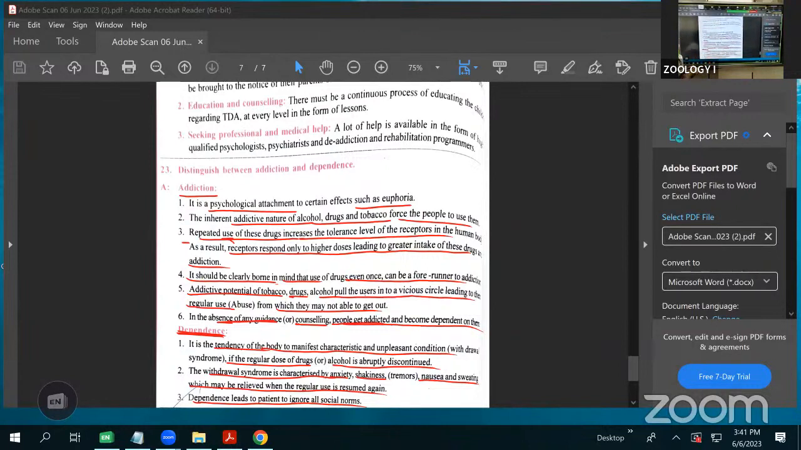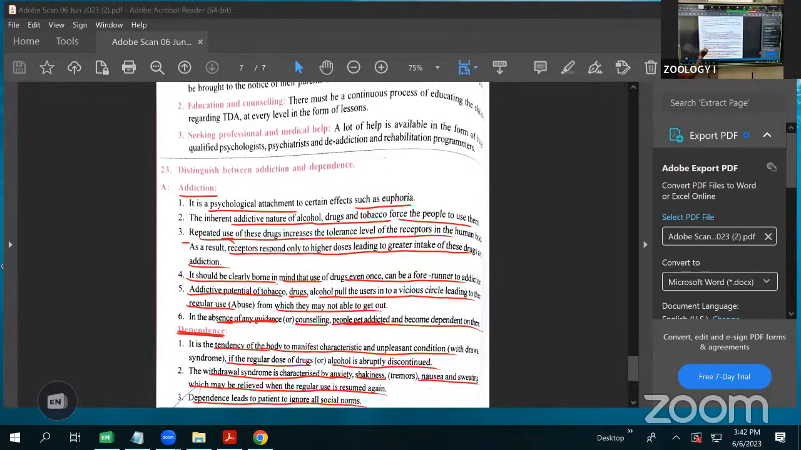Addiction means they are regularly taking, and the tolerance of the receptors also increases. That's why they are taking more amount. That we call addiction. Dependence means that in the addiction time they are not taking the counseling or guidelines, and that leads to dependence, meaning without that they can't live. That we call dependence. And in that, what are the withdrawal symptoms? Anxiety, shakiness, and nausea will appear. Here, this is about addiction and dependence.